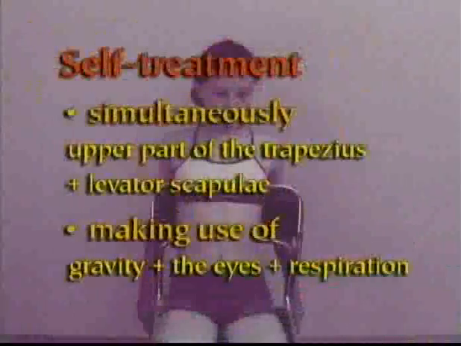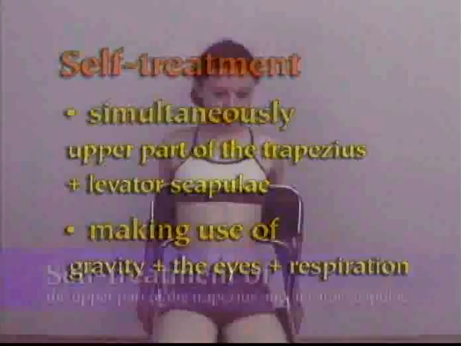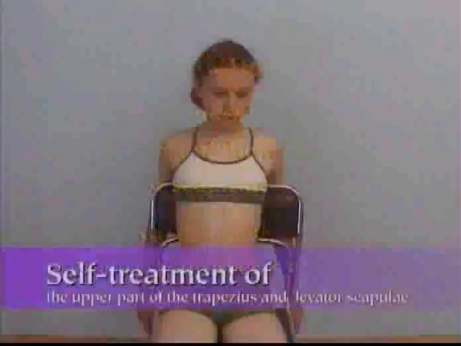Self-treatment of the upper trapezius and levator scapulae is done simultaneously. We make use of gravity, eye movement, and respiration. The patient is seated with his arms over a low chair back. He looks up, lifts his shoulders, breathes in slowly, holds his breath, looks down, and breathes out, relaxing.